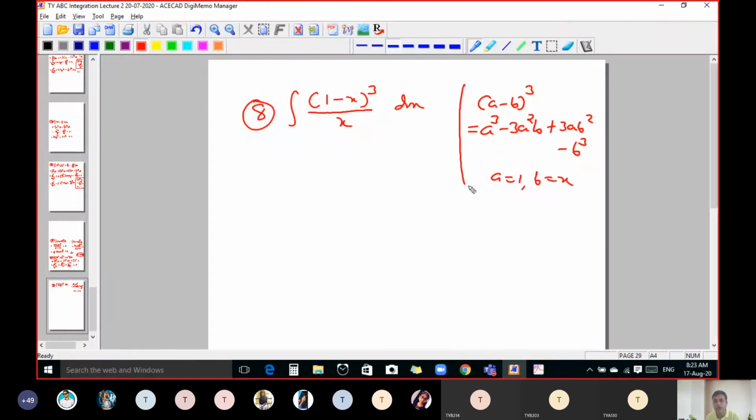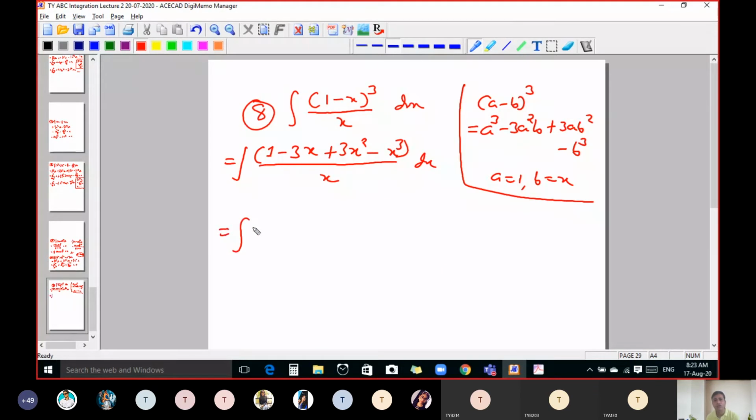So if you put a equal to 1 and b equal to x, what we get in the numerator is 1 cube minus 3 into 1 into x, means 3x, plus 3 into 1 into x square, means 3x square, minus x raised to 3, upon x dx.